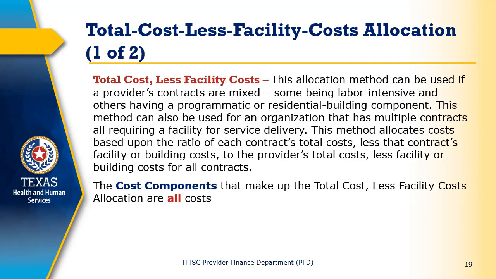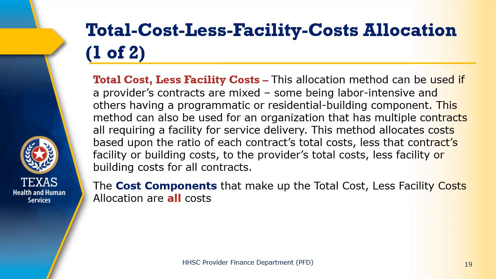Total cost less facility costs. The total cost less facility cost allocation method can be used if a provider's contracts are mixed, with some being labor-intensive and others having a programmatic or residential building component. This method allocates costs based upon the ratio of each contract's total costs, less that contract's facility or building costs, to the provider's total costs, less facility or building costs for all contracts.